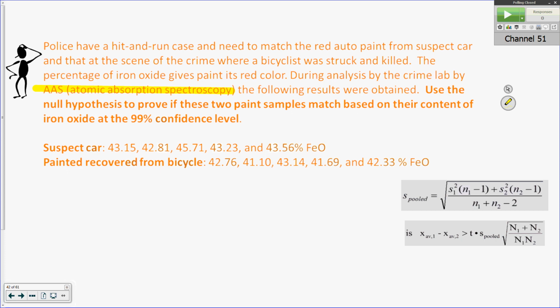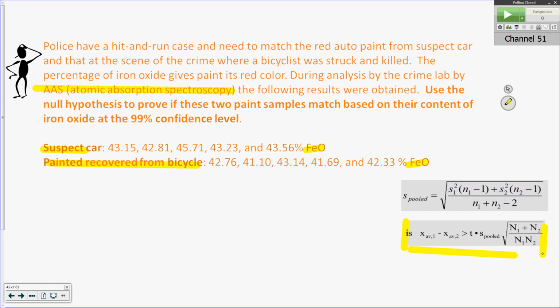And they got some paint from the suspect's car. They did a bunch of replicates, found out how much iron oxide was there. They got some paint recovered from the bicycle that was struck. And they've got replicates there, and we're trying to find out if these two paint samples match. This will be court of law data. Okay? So we're going to have to put these things together. And if we think about our formula that we're going to use, we're going to use this guy down here at the bottom. We're going to solve this guy.